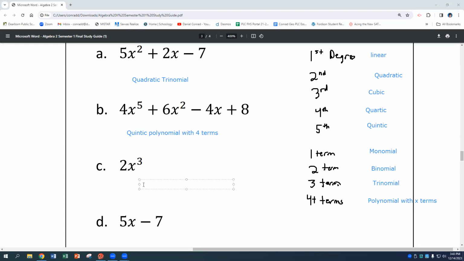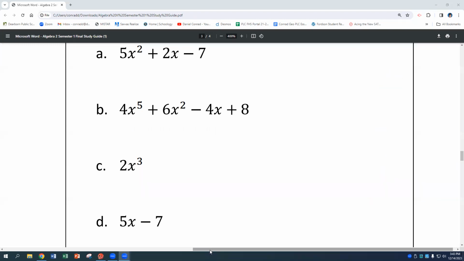Okay, this one is a cubic monomial. Cubic because it's degree 3, monomial because there's just 1 term. Okay, and then this one is linear binomial. Linear because it's x to the power of 1. Binomial because there are 2 terms. Okay, good. Let's go to number 3.